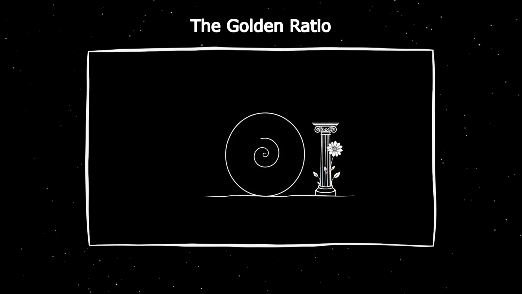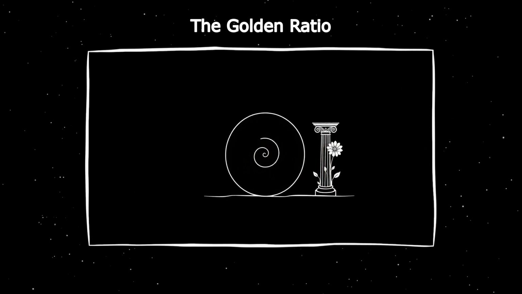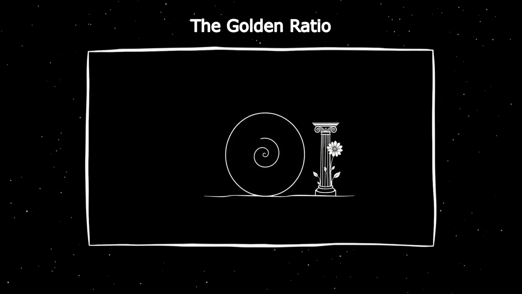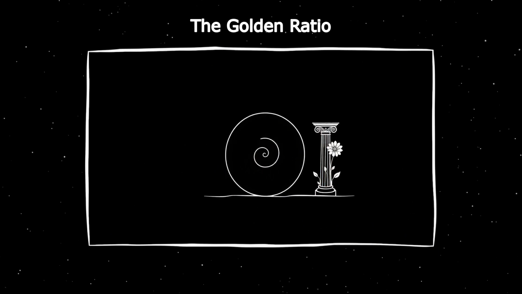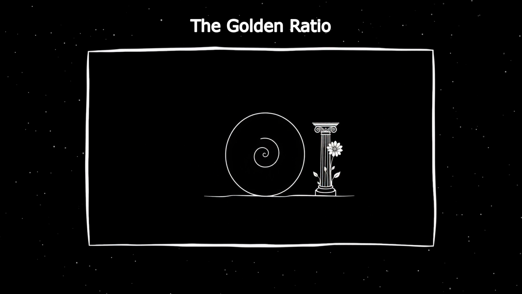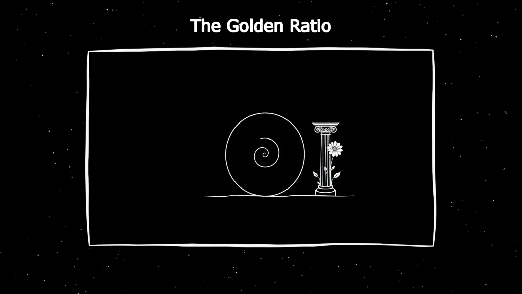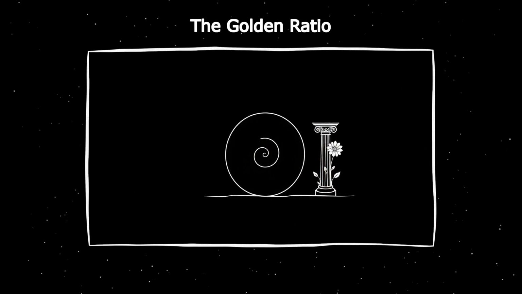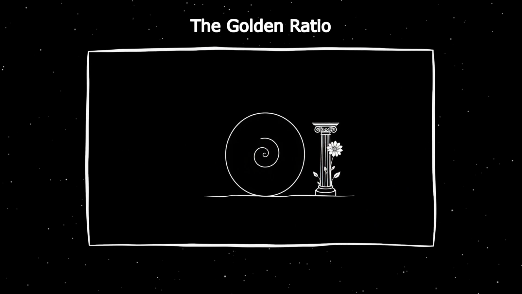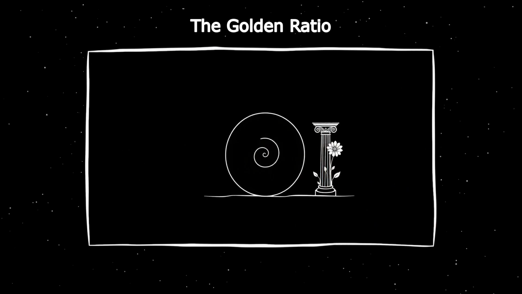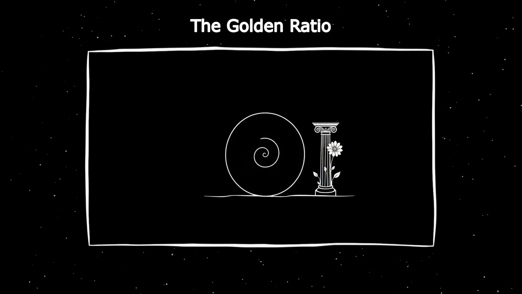For instance, when you look closely at a sunflower, you will spot that the number of spirals in one direction compared to the other closely resembles the golden ratio. Similarly, the arrangement of seeds in a pine cone or the spirals of a nautilus shell also reflect this divine proportion, harmonizing form and function in a way that is visually stunning.